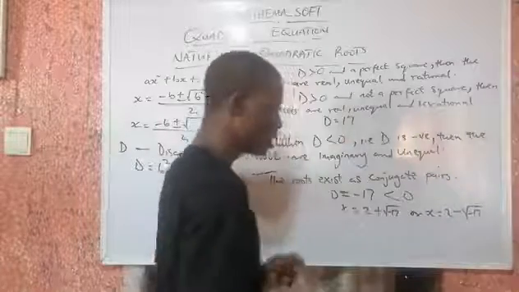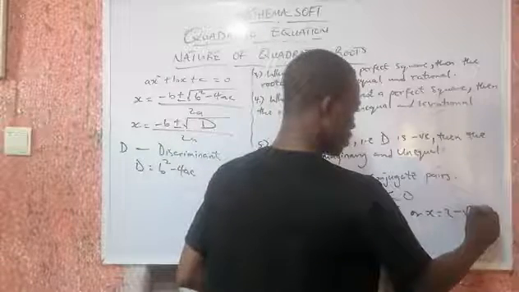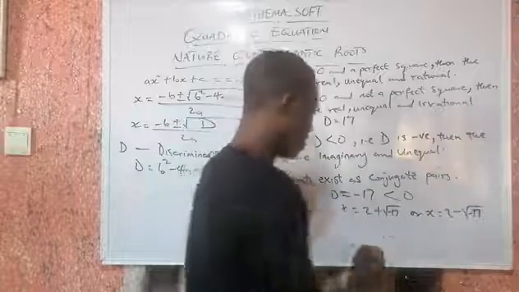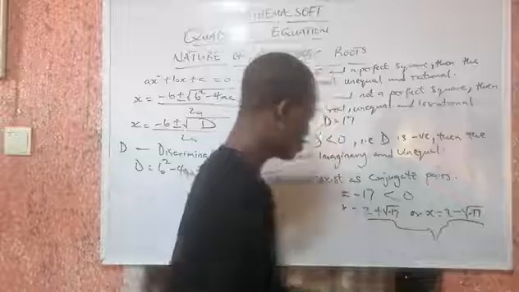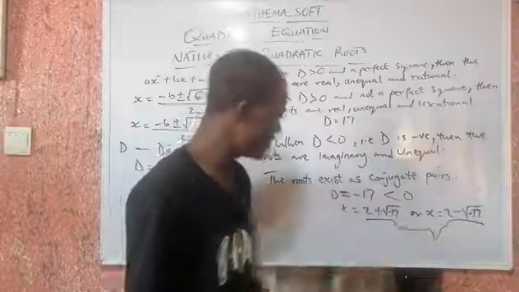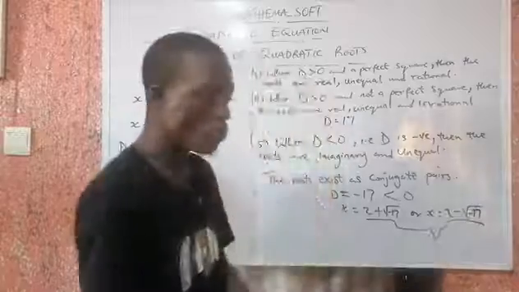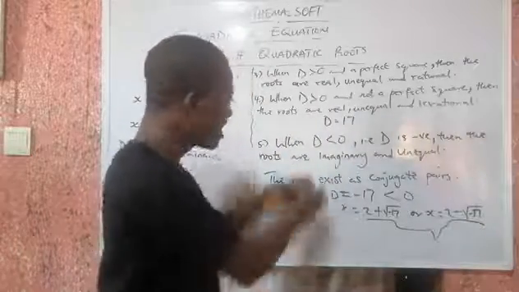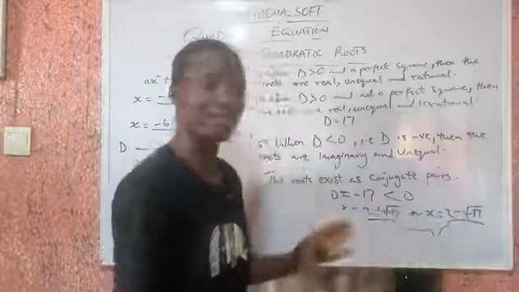I don't want to go deep into explaining what we mean by conjugate, but this is what it looks like. This and this are pairs. They are conjugate pairs. If you look at the difference, the only thing that is different is that there is plus here and minus here. So when you get the roots of quadratic equations with the condition D less than 0, they are going to exist like this.